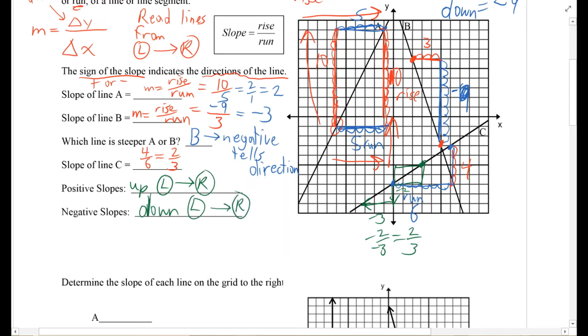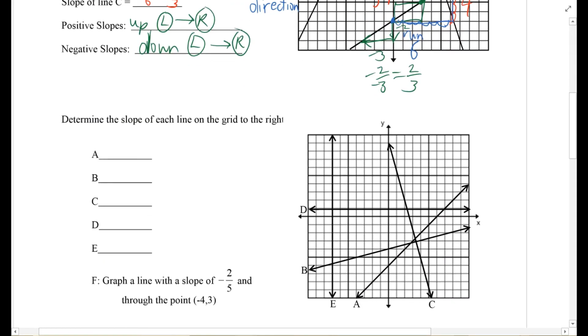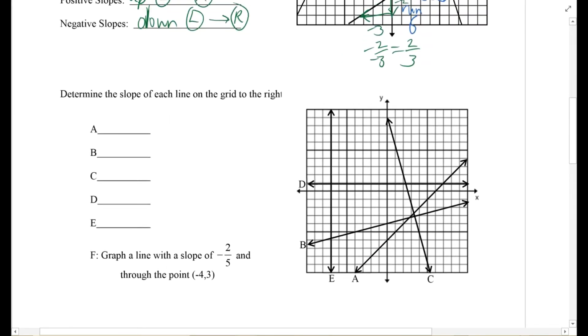So up versus down. Okay, so go ahead quickly, try and find the slopes of these ones. D and E are going to be special, but you should be able to do these three quite easily. Go for it.